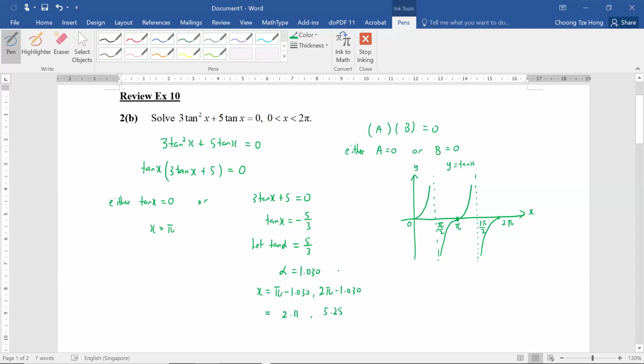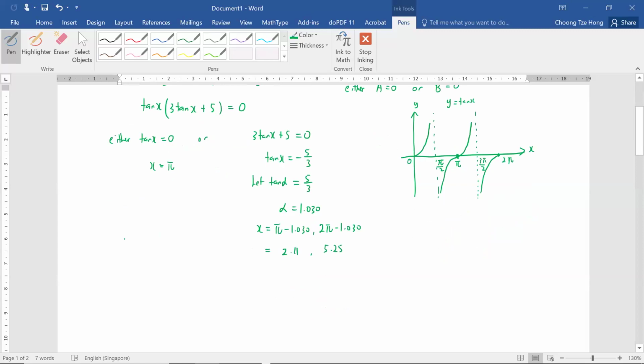So we will group all the three answers together and arrange them in ascending order. So it will be 2.11. Pi is 3.14159, so it's a 3 point something. Then we'll have 5.25. So this would be the answer for this particular question.